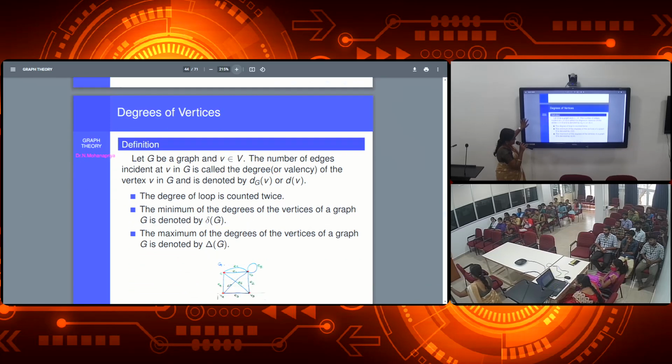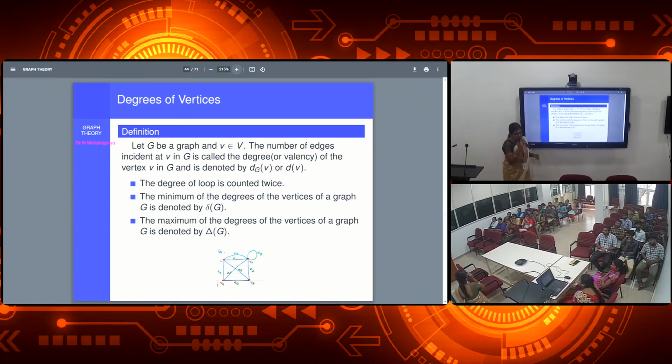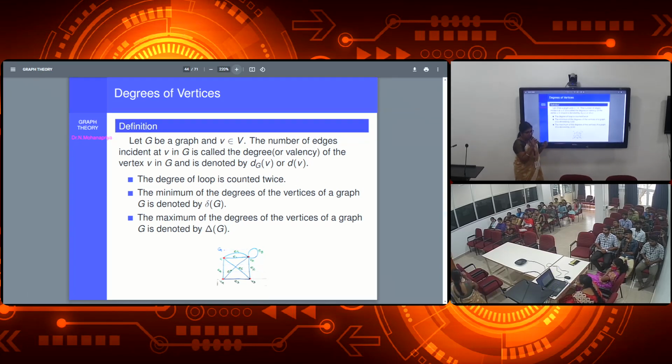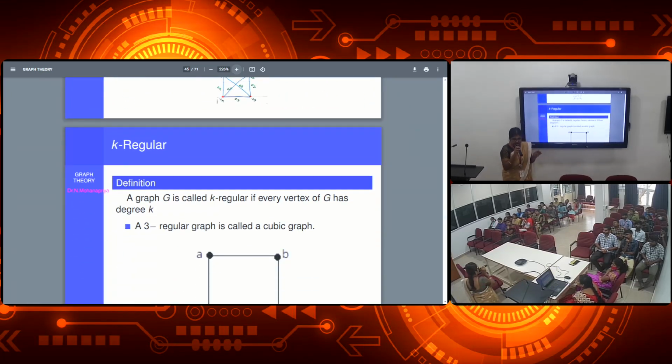Degrees of vertices, which is very important. The degree of a vertex is, for each and every vertex, the number of edges which are incident with that vertex. Here V1, we have 4 edges incident on it. So the degree of V1 is 4. So the number of edges incident with that vertex is the degree of that vertex.